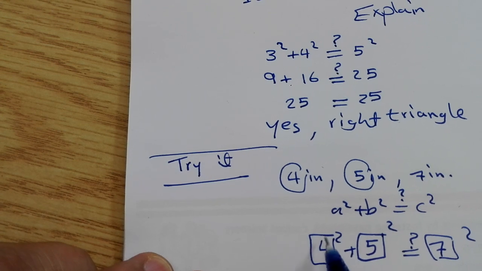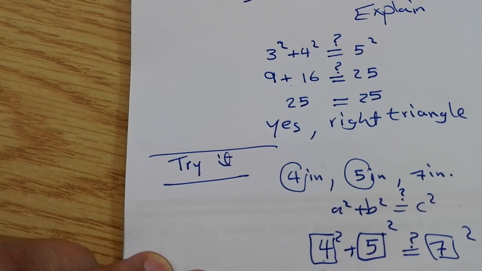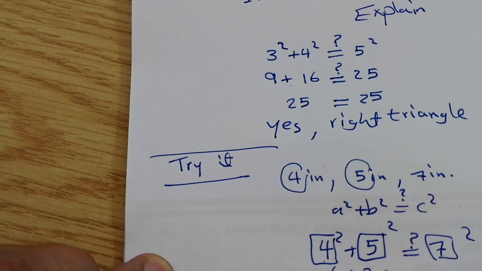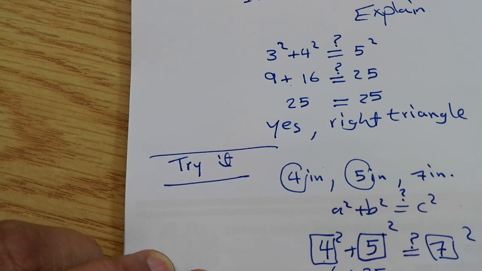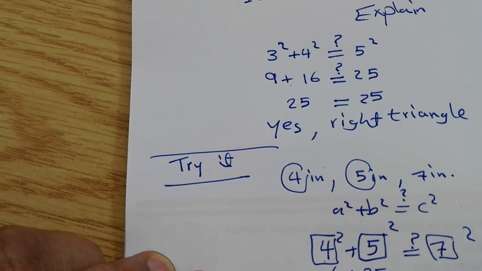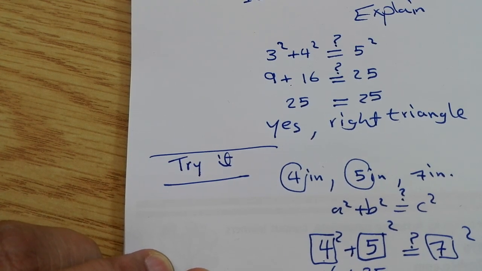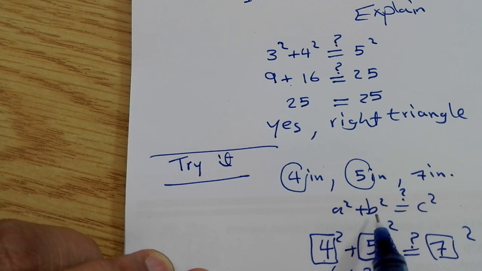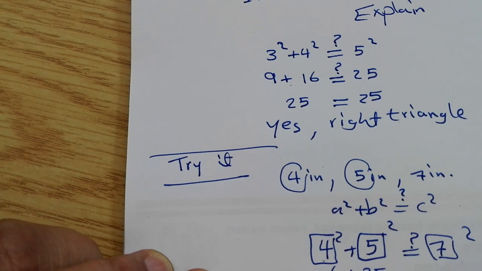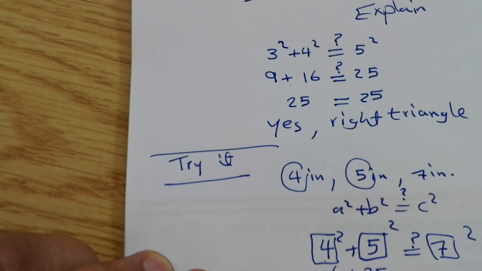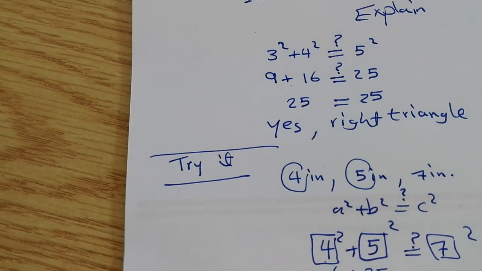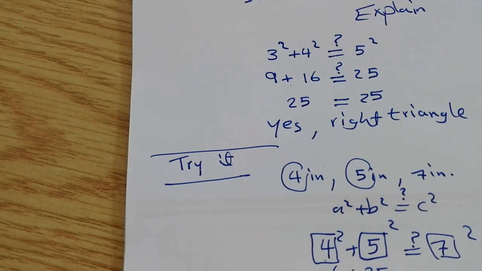Find the value. Of course, 4 squared is 16. 16 plus 25 is 41. So now 41 doesn't equal 49. So A squared plus B squared equals C squared? No. Then is the triangle a right triangle? No, it's not. Are you happy with this? If yes, go to the next page.